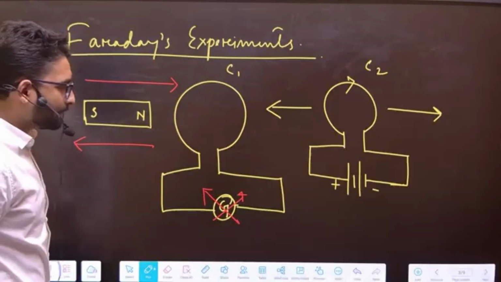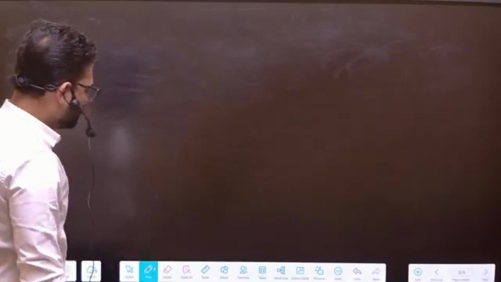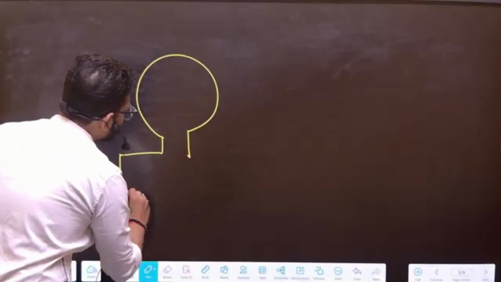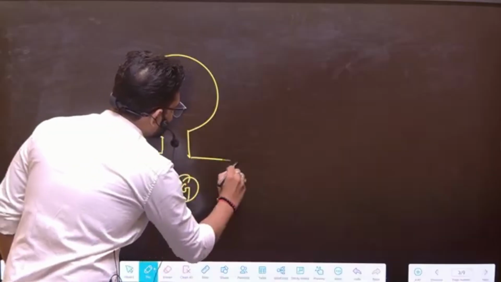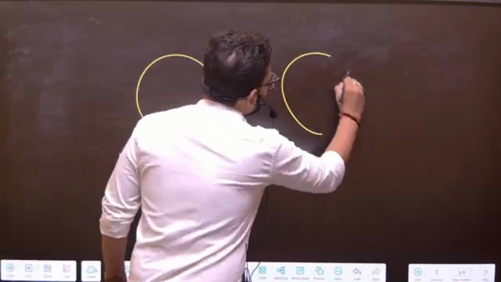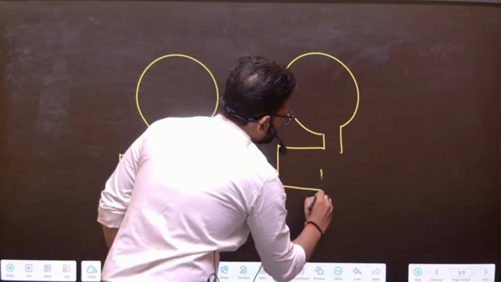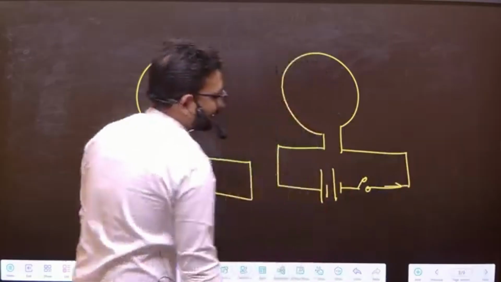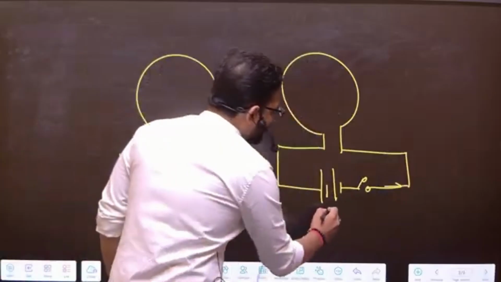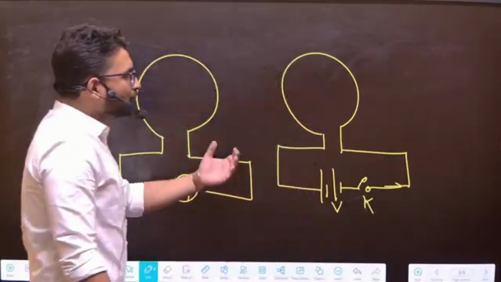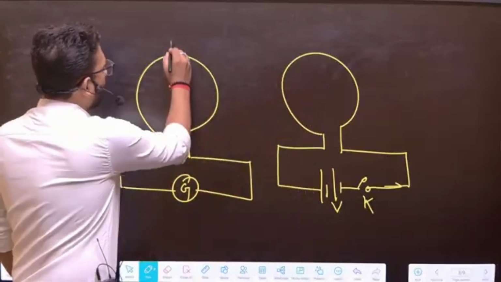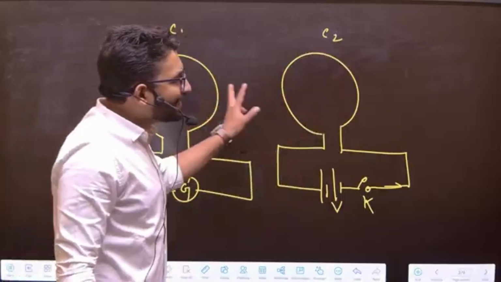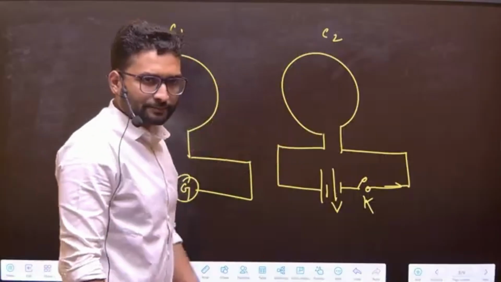Now there is a third experiment also. In the third experiment, what we do, we take again two coils. In one, a galvanometer is connected and the other coil is remaining fixed. There is a battery connected, there is a key also, like this. Now in this case, we are not moving either of the coils. If I call it C1 and if I call it C2, we are not moving either of them. They are remaining fixed.